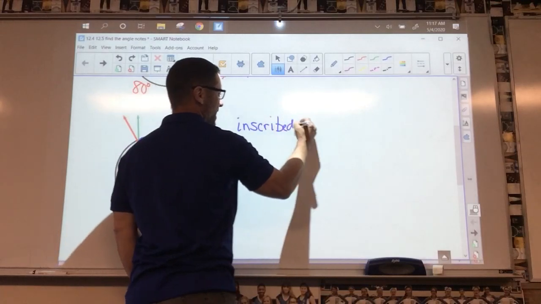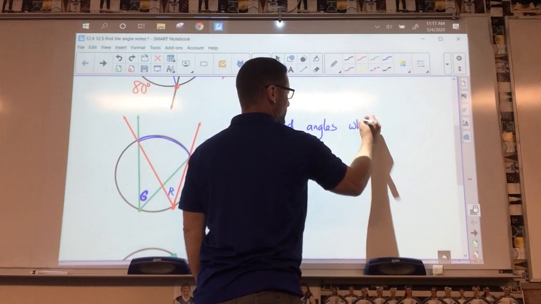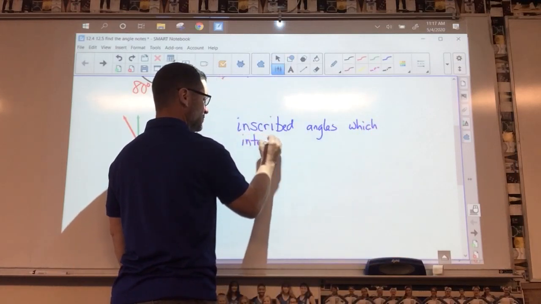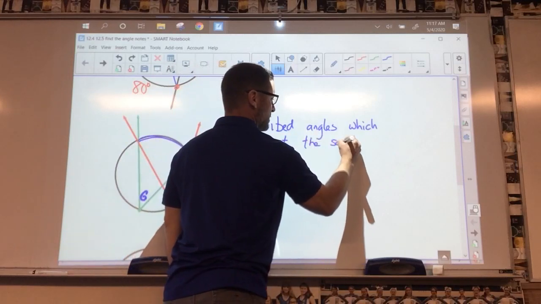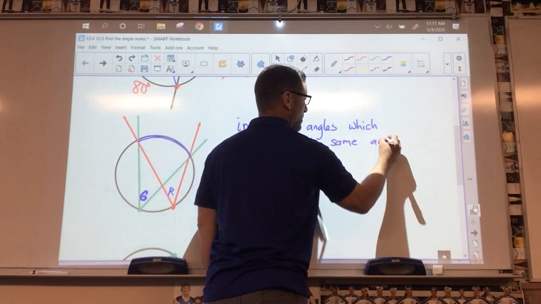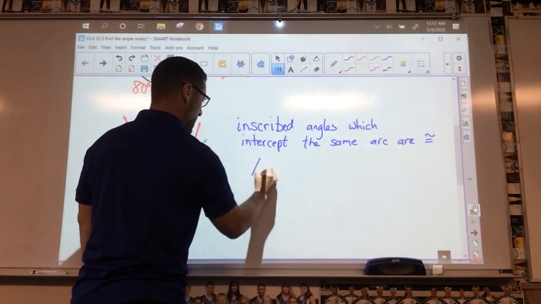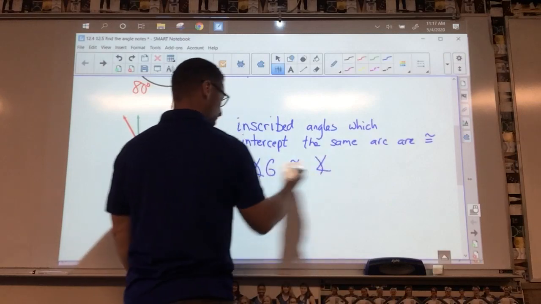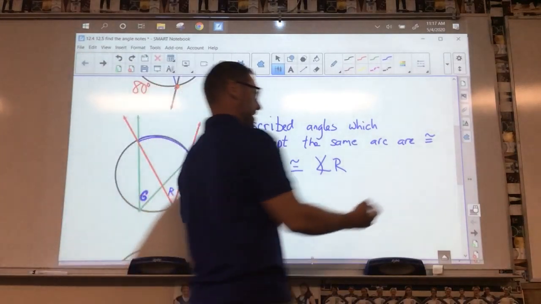Inscribed angles which intercept the same arc are congruent. So in this case, angle G would be congruent to angle R because they hit the same arc. That's an arc rule.